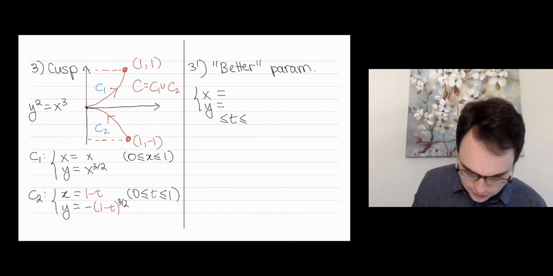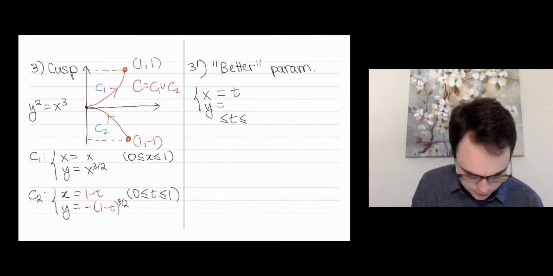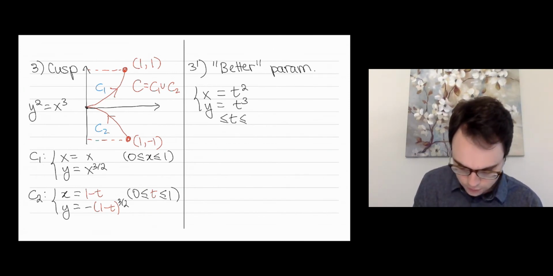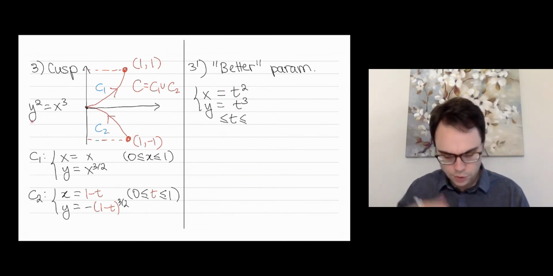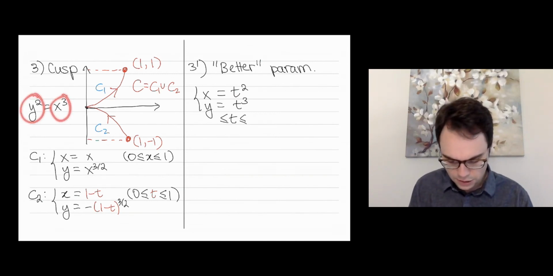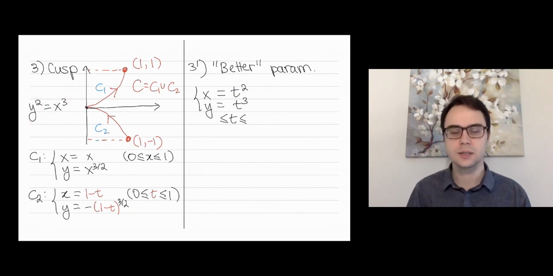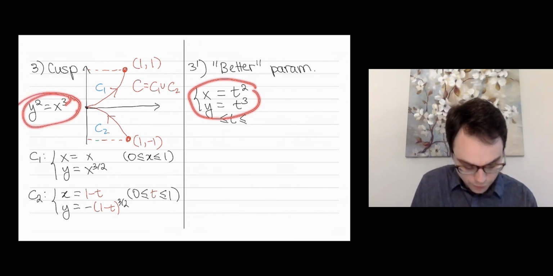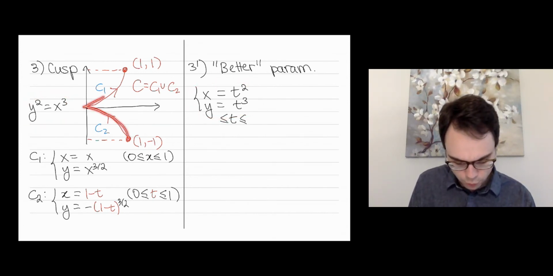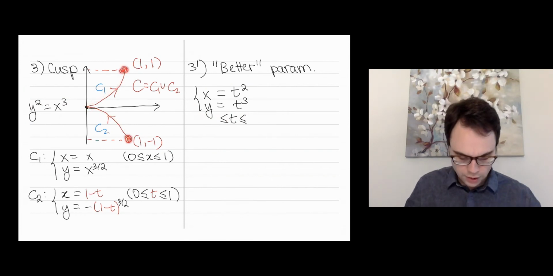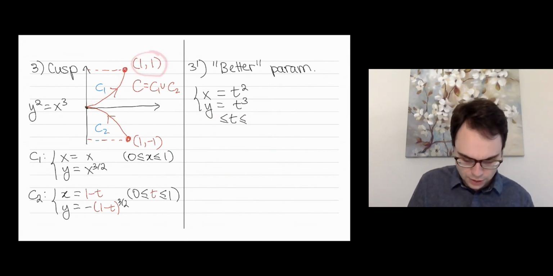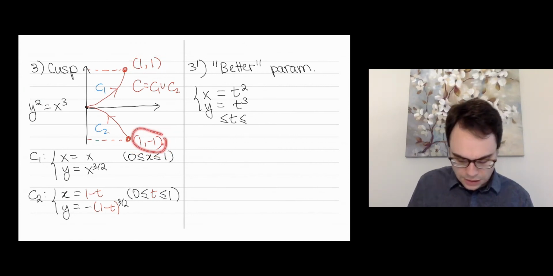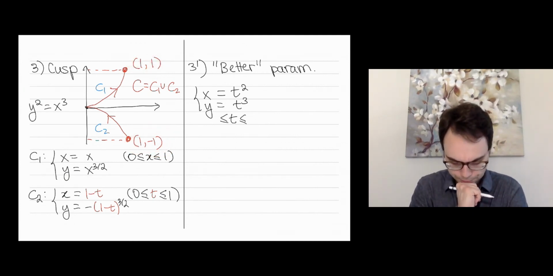So if I say that x is t squared and y is t cubed, then the left side of the equation becomes y squared, that's t to the 6. The right-hand side becomes t squared cubed, that's t to the 6 as well. So for any value of t, I always get points on this curve, but I don't want the whole curve. I just want the portion of the curve where I'm cutting the curve off at these two points. So I want to bound t so as to respect this cutoff.